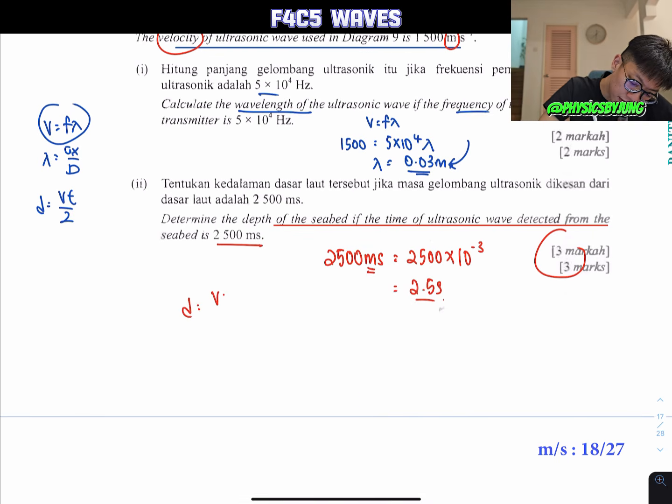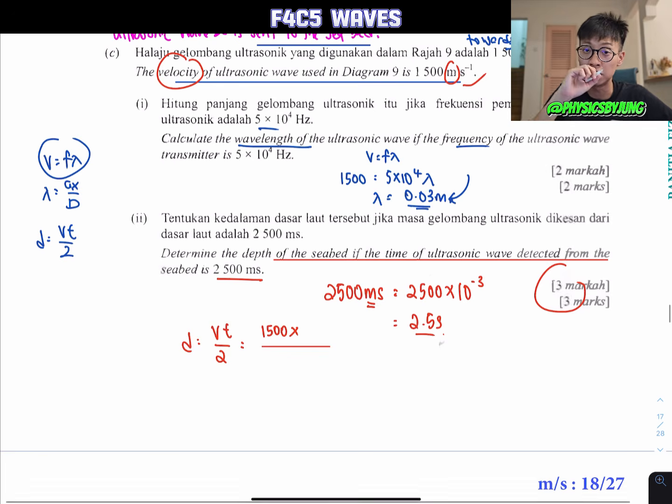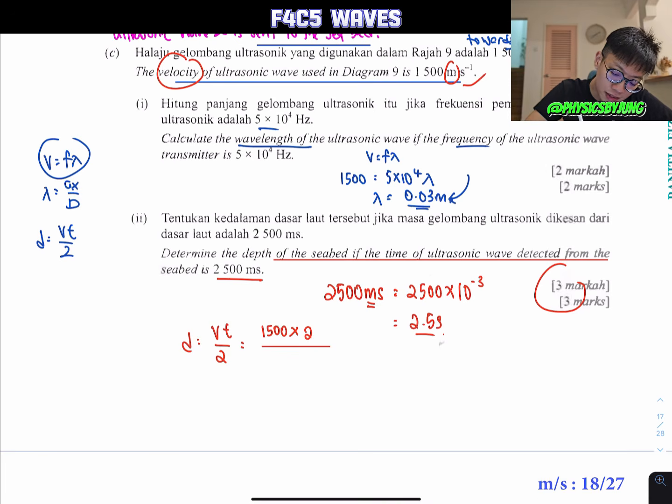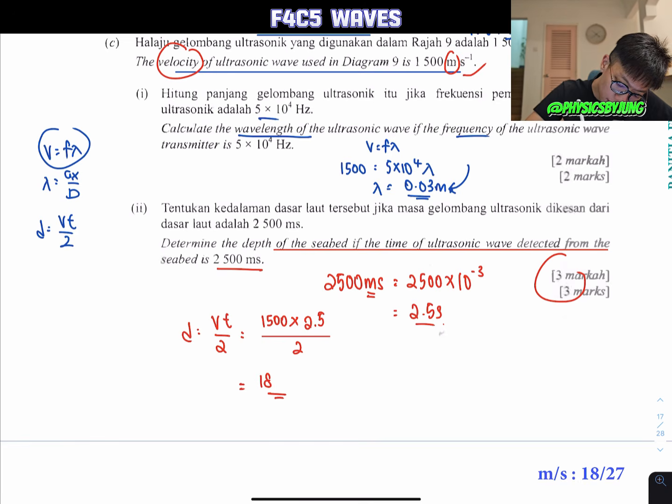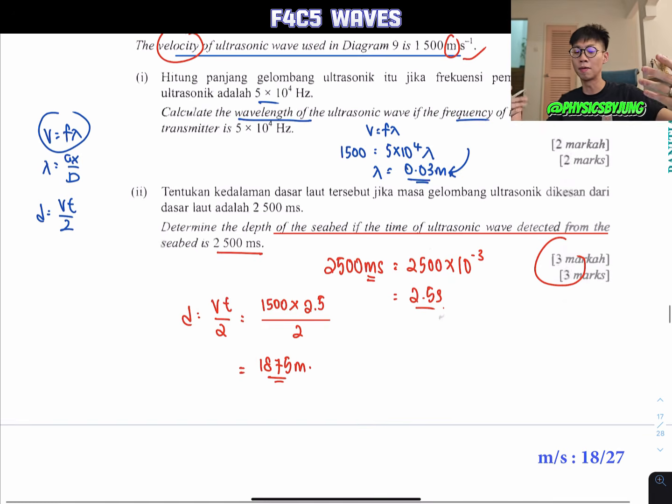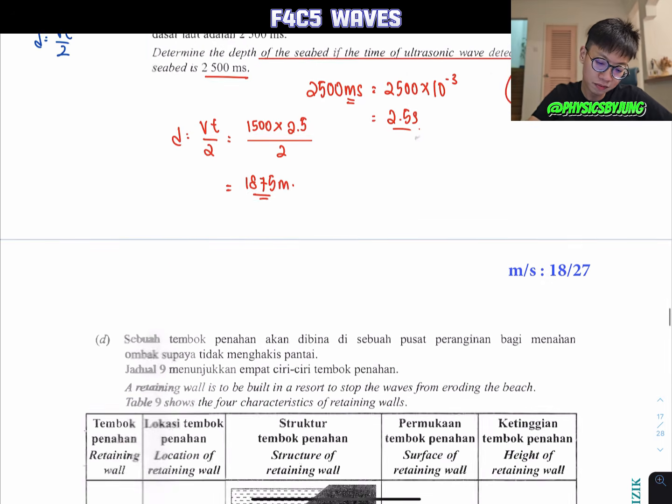Find the depth of the seabed, Vt over 2. So my velocity is 1500 here, 1500 meters per second. My time taken is 2.5 seconds. I'm going to divide this by 2. Divide this by 2, selepas tu apa you dapat? You dapat 1875 meters. So that's it guys. Very, very simple, very direct. Okay, no problem, right?